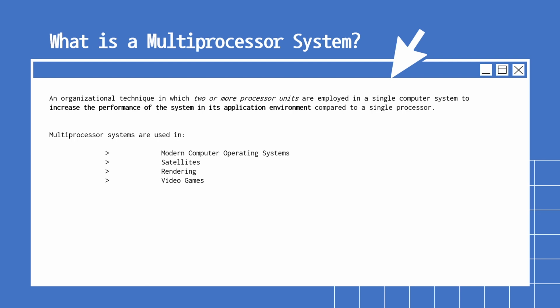Satellites also use this. They have a lot of processors in them to process a lot of data and do different things. And video games, while this is really rare, some video games do support multiple processors. Generally, a multiprocessor system is just something that'll make things go faster because of its multiple processing power.